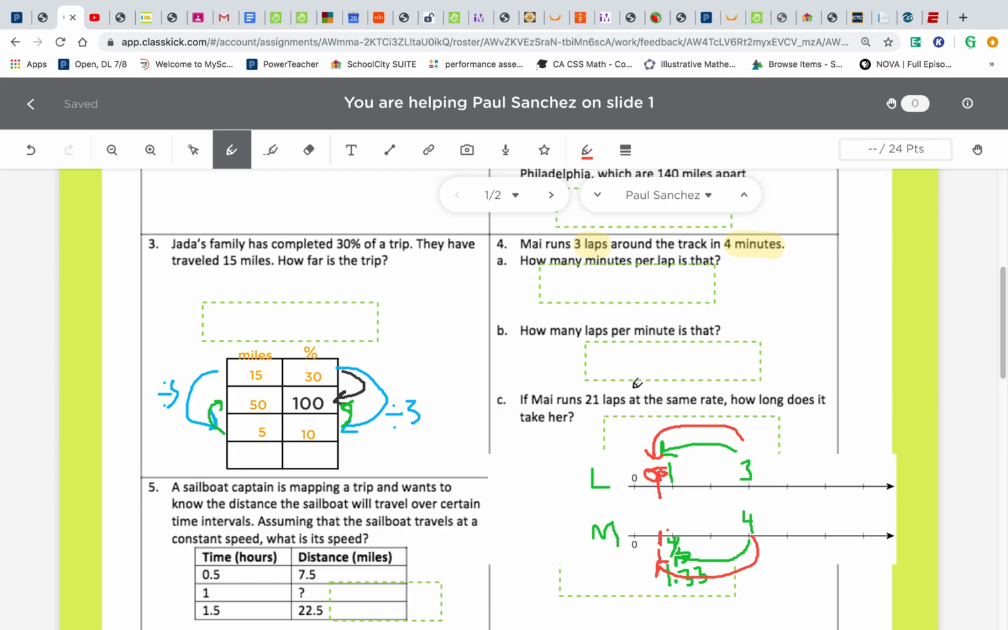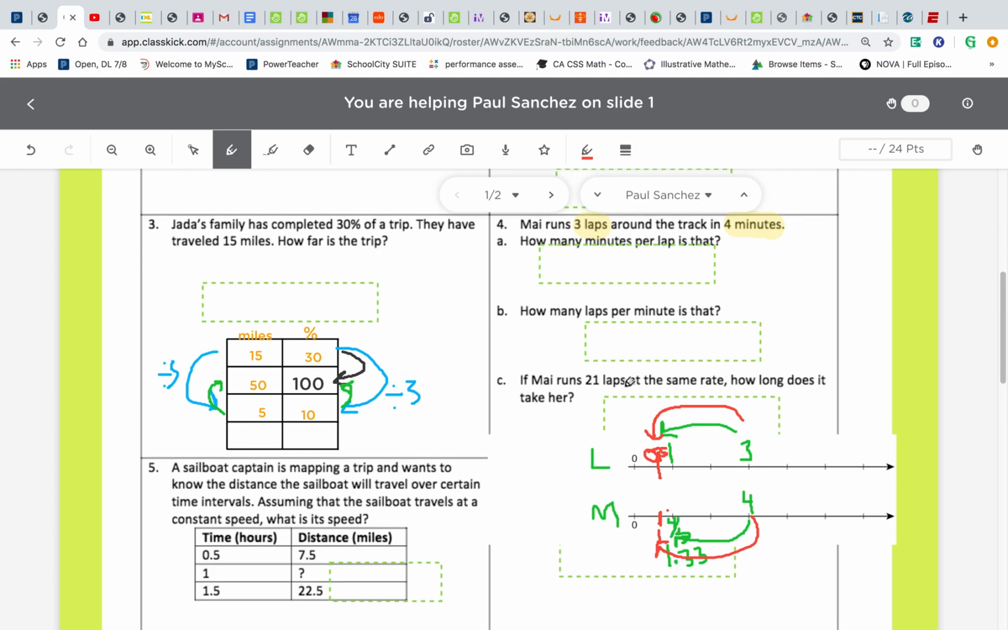So let's take a look at C. Now C is actually the easiest one because it says if Maria runs 21 laps at the same rate, how long does it take her? So we're looking at laps at C, and it looks like we're going to go from 3 to 21. So I'll make this over here, 21 laps. Remember, they told us in the very beginning that they go 3 laps in 4 minutes.